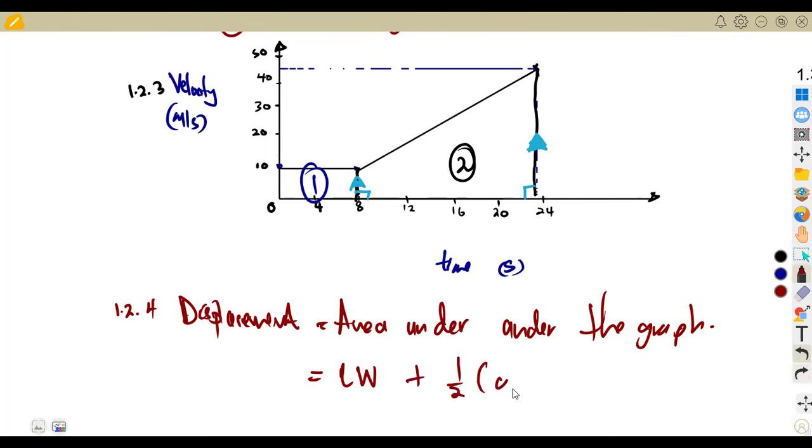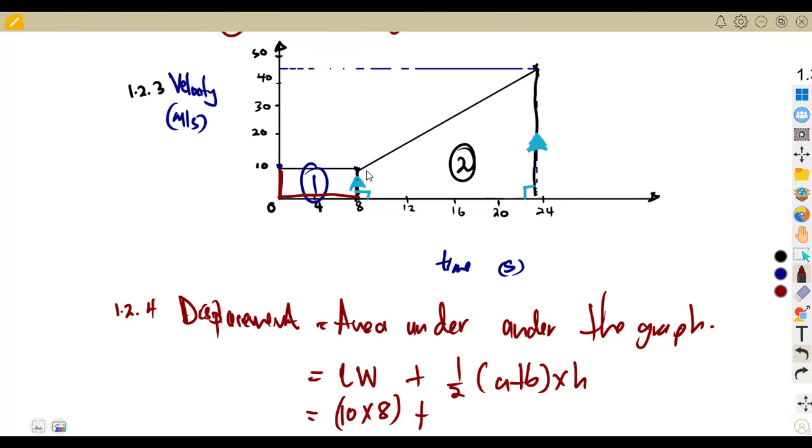So it's going to be half the sum of the parallel sides times the perpendicular height, because we've got a rectangle and a trapezium, right? So for the rectangle, length times width. This side is 10 and this side is 8. So that's 10 times 8, all right?